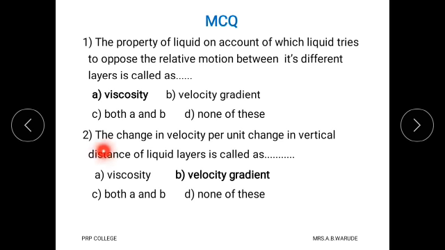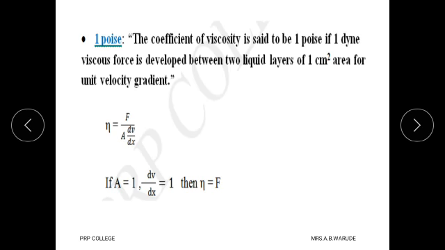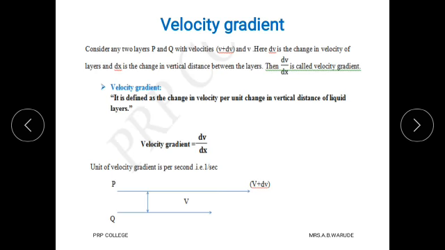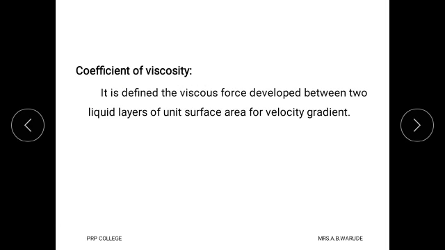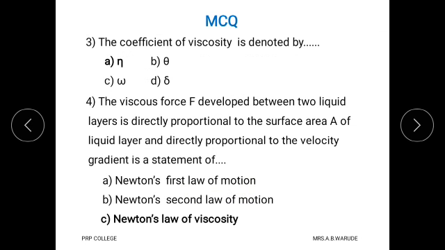Question number 2: the change in velocity per unit change in vertical distance of liquid layers is called as. Option A is viscosity, option B is velocity gradient, option C is both A and B, and option D is none of these. As we know, the definition of velocity gradient is the change in velocity per unit change in vertical distance. Therefore, the correct option is B, velocity gradient.